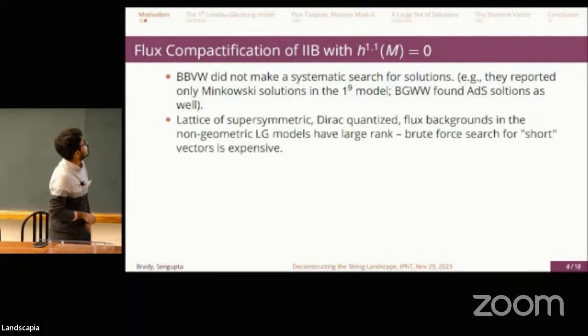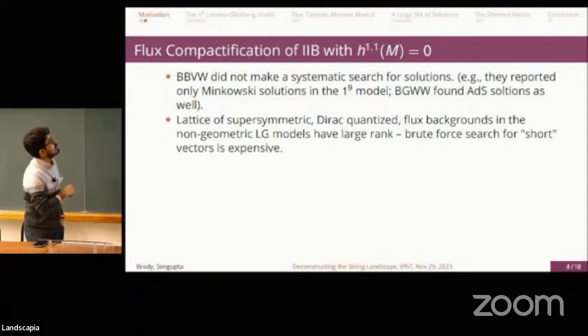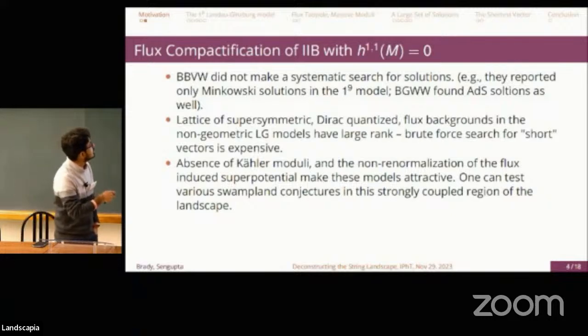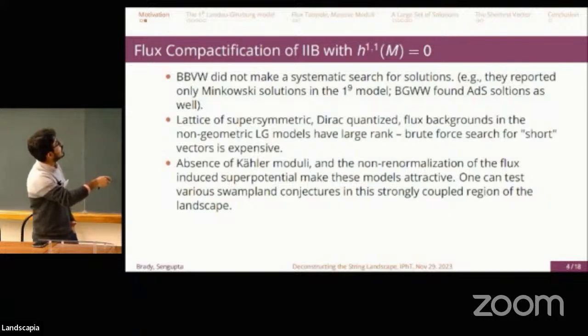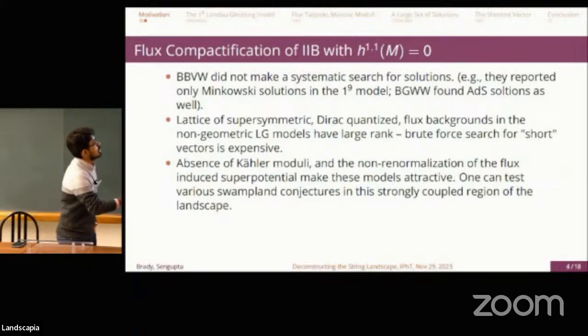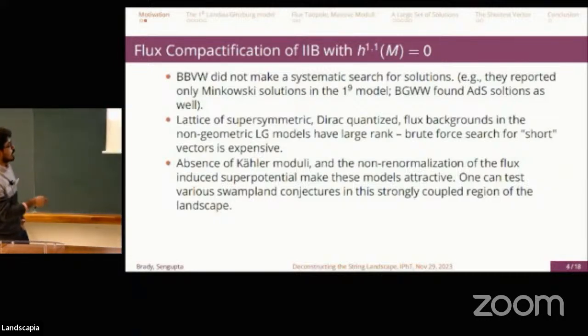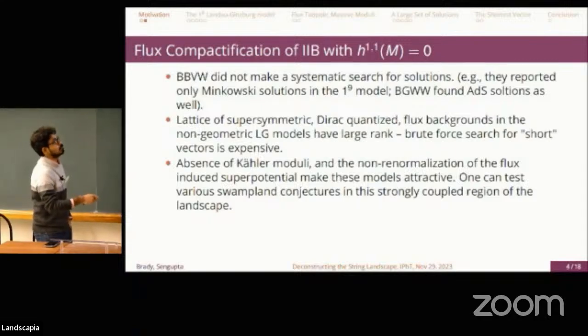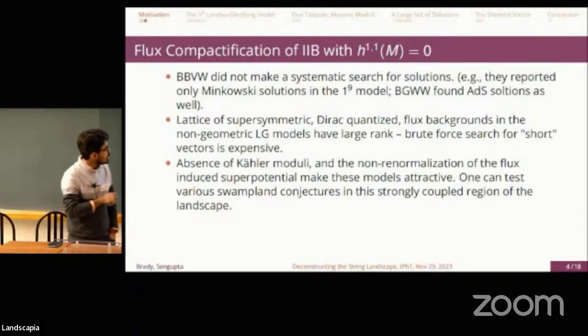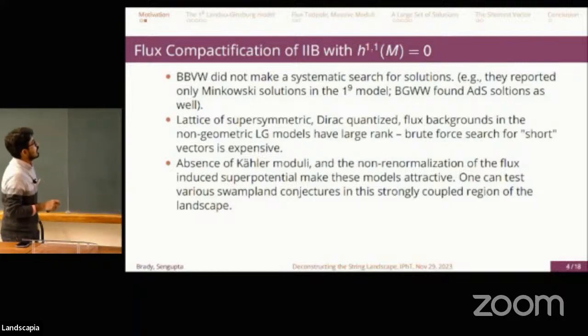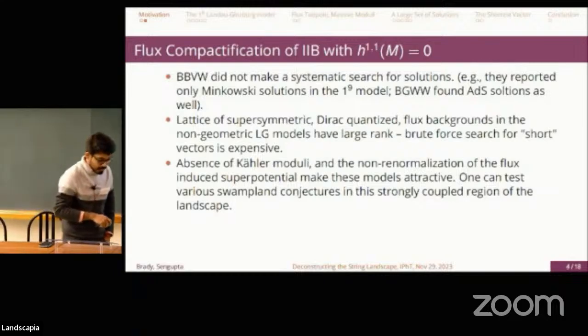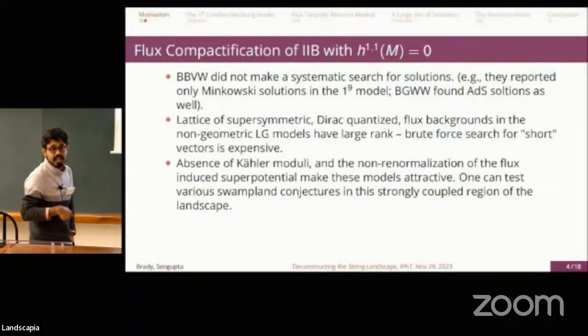So what do we do? Do we stop looking at the solutions altogether? No, because of two really nice properties that they have: the fact that there are no Kähler moduli, and also the non-renormalization theorem of the flux-induced superpotential. These two properties make these models still very attractive. So what one can do is a more systematic search for solutions, and try to find solutions where you can stabilize more and more moduli.